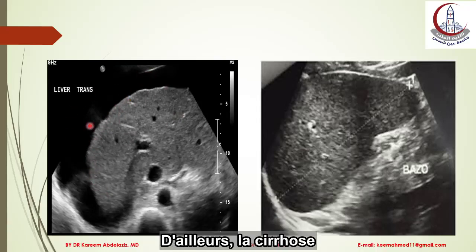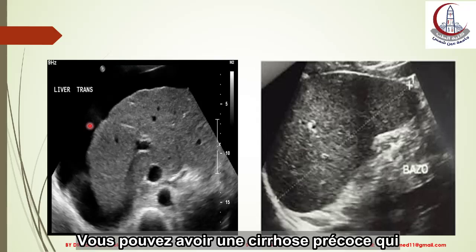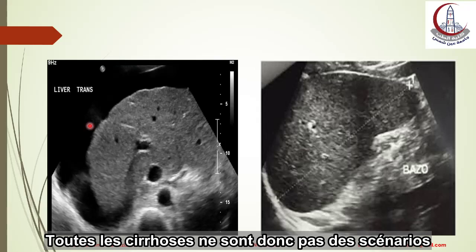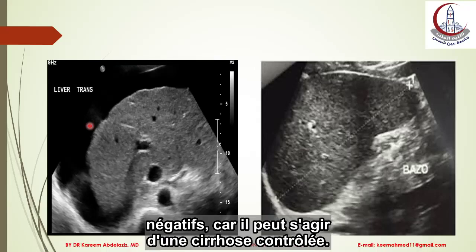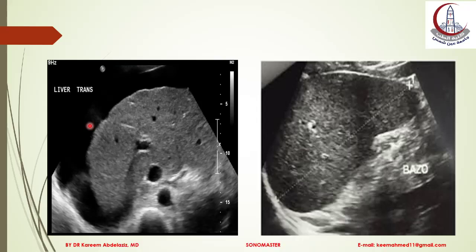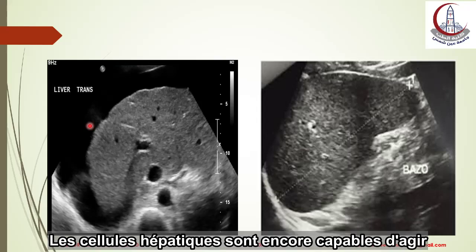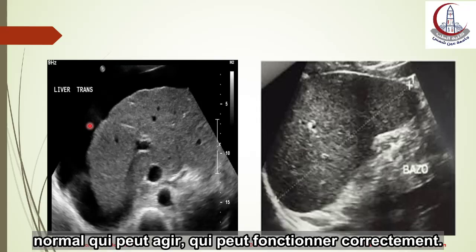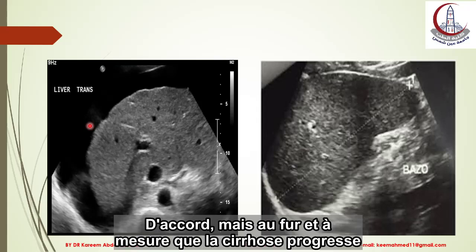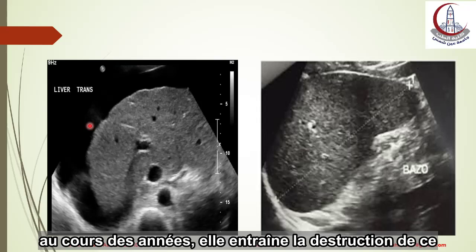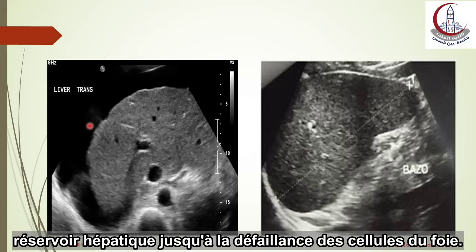And by the way, cirrhosis is a large spectrum. You may have an early cirrhosis that does not cause liver cell failure. So not every cirrhosis is a bad scenario because you may have a controlled cirrhosis. A patient may have cirrhosis, but he is controlled. The liver cells are still able to act normally, and he has a normal hepatic reserve that can function well. Okay, but as this cirrhosis progresses within years, it will lead to destruction of this hepatic reserve till we reach liver cell failure.